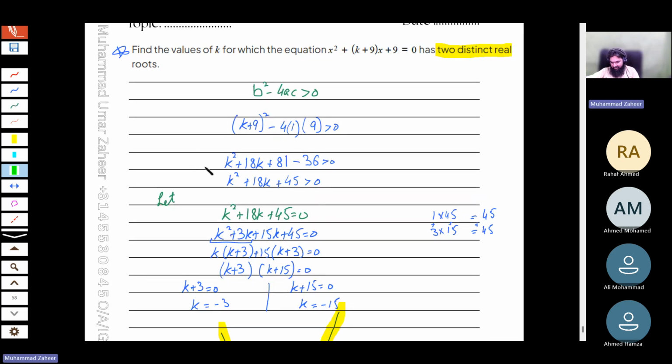So look here. You must know how to solve the quadratic inequality. And the first step is going to be the discriminant. It says that you have two distinct roots, you have one distinct root, or you have no real roots. Okay, so you have to solve it accordingly.